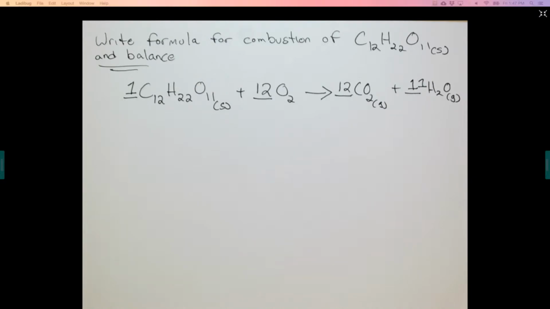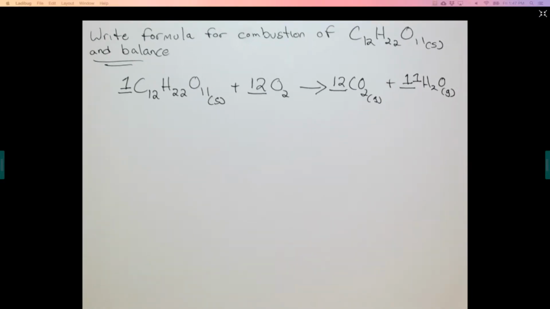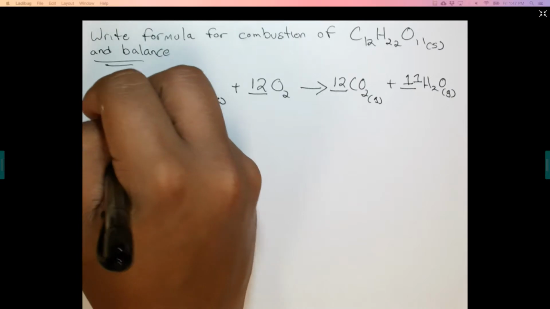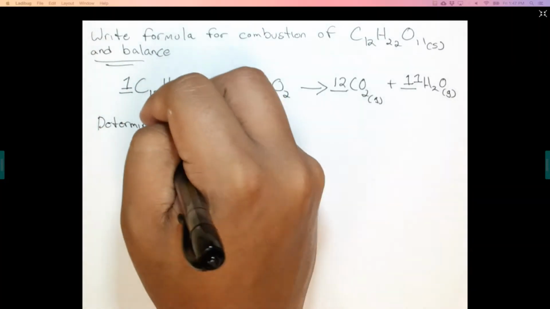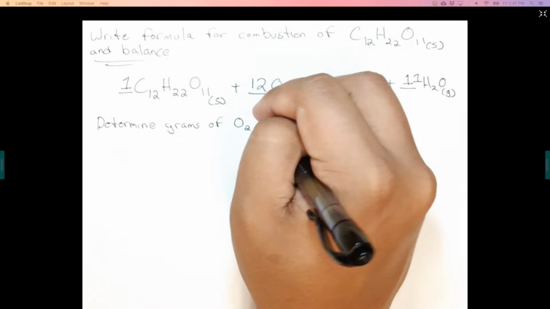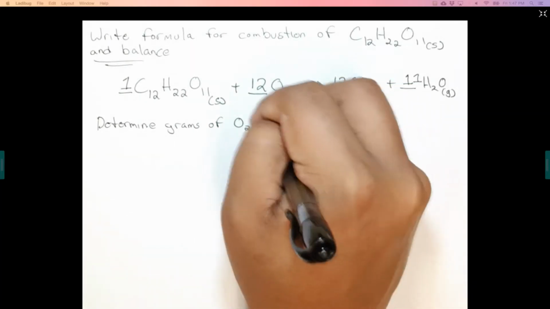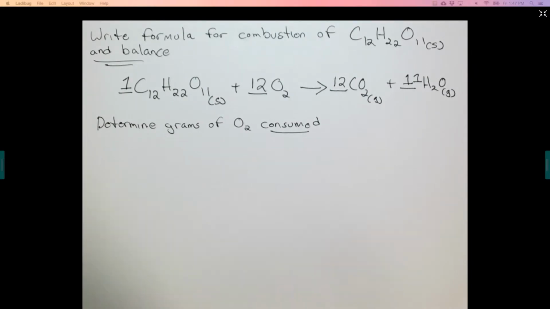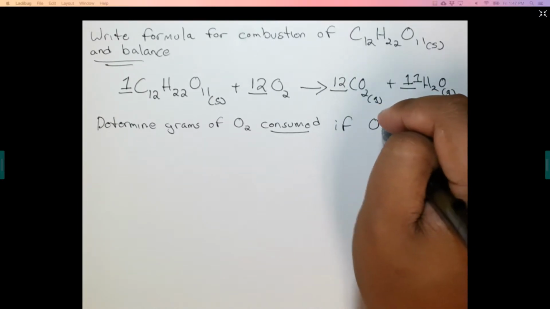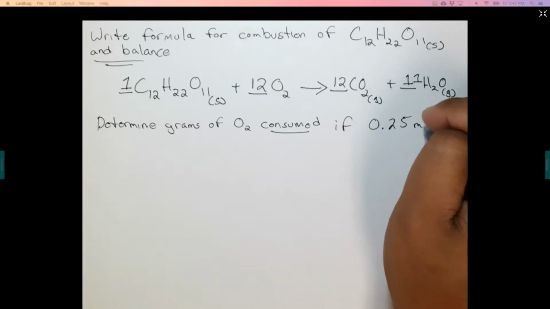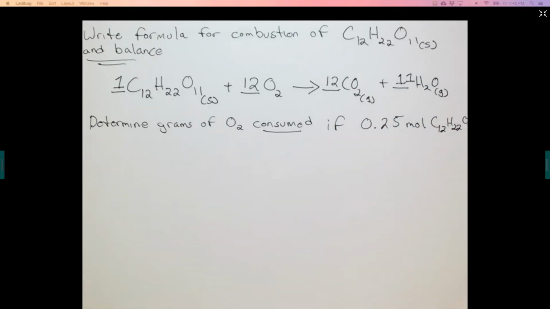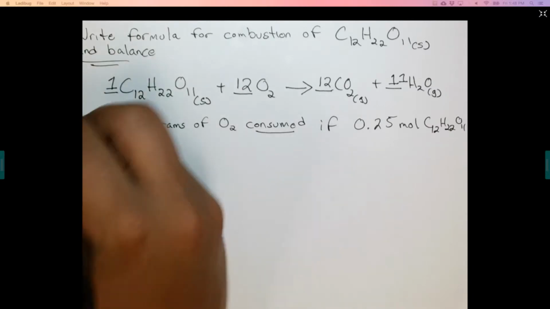Okay. Now, the second thing that I would ask you to do is to do some stoichiometry. So let's say you wanted to determine grams of oxygen consumed, very important word here, grams of oxygen consumed if 0.25 moles of C12H22O11, let's make sure that's in the window, were burned.